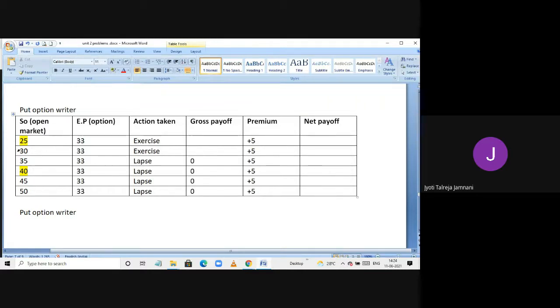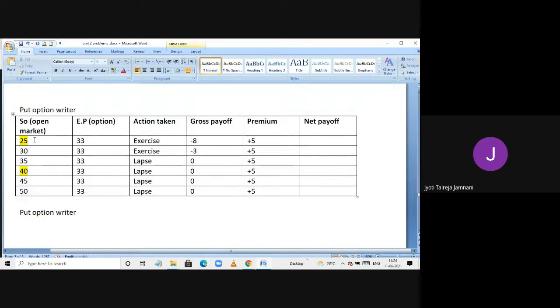So now we'll have to do S naught minus E, the opposite of what A did. So 25 minus 33, the loss is minus 8. And 30 minus 33, the loss is minus 3. Because a writer has to buy. When Mr. A has the right to sell, he sells it for 33 rupees. But the writer could have bought it from the market for 25 rupees.